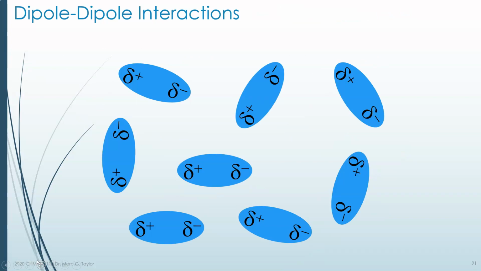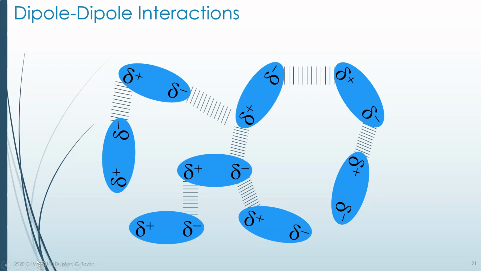So dipole-dipole interactions, you can imagine part of the molecule is partially positive, part of it's partially negative. They attract one another, and you can have all of these things linking to each other to opposite charges of other molecules, and they could break apart and find different ones.